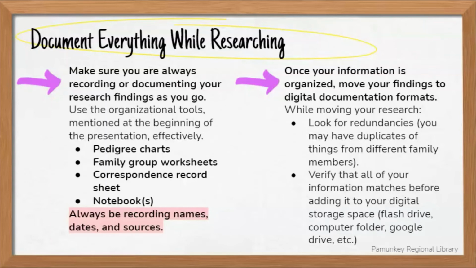And then once you're at a good stopping point, you don't obviously have to know everything about your family, but once you've collected a fair amount of research and it's organized physically, it's good to move your findings to digital formats. That's better for preservation and easier to move around with. But while moving your research, this is a good time to look for redundancies. You may have duplicates of things from different family members. You may have different versions of different stories. So verify that all of your information matches before adding it to the digital storage space so that it doesn't become confusing. Here's where you would use your flash drive, or you could just use a computer folder, Google Drive, etc.